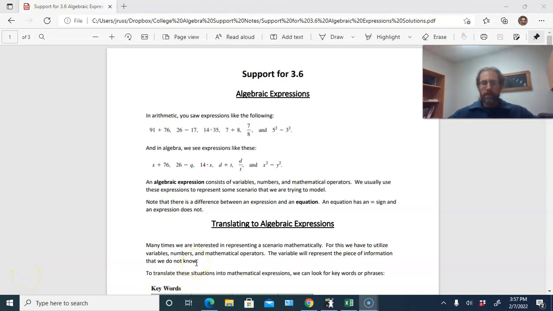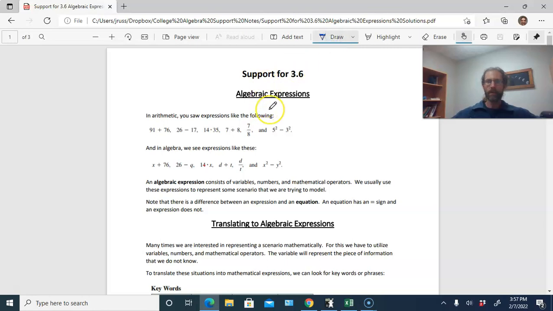Alright, welcome back guys. We're going to look at this actually pretty short support section for section 3.6. And this is on basically translating a verbal algebraic expression to a mathematical algebraic expression, okay, using variables and numbers.